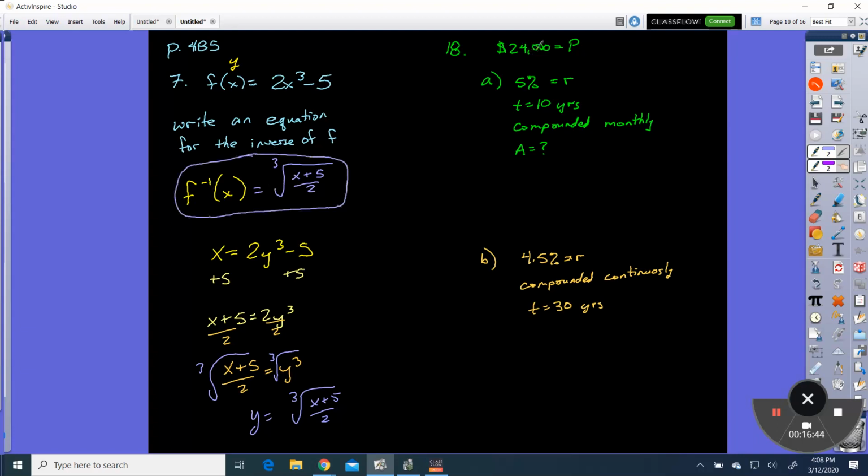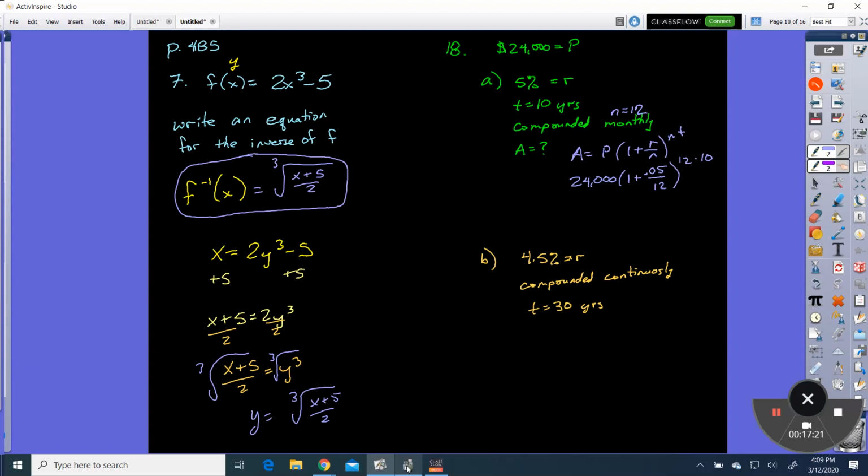Now number 18 says you started with $24,000 in an account. It has an interest rate of 5%. It grows for 10 years. It's compounded monthly. How much money do you have at the end of those 10 years? So again, that's the formula we looked at earlier, P(1 plus r divided by n) to the nt. Compounded monthly means n equals 12. So my principal is 24,000, times 1 plus my rate, which is 0.05, because we make it a decimal, not a percent. n is 12, and then 12 times 10 up here.